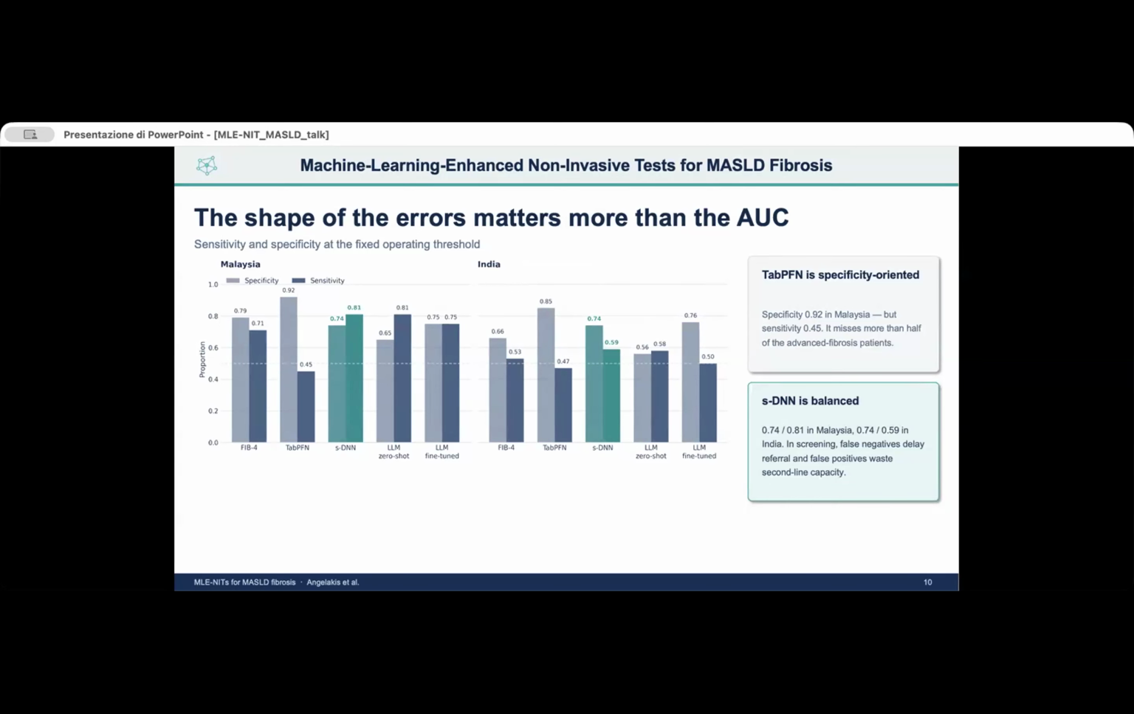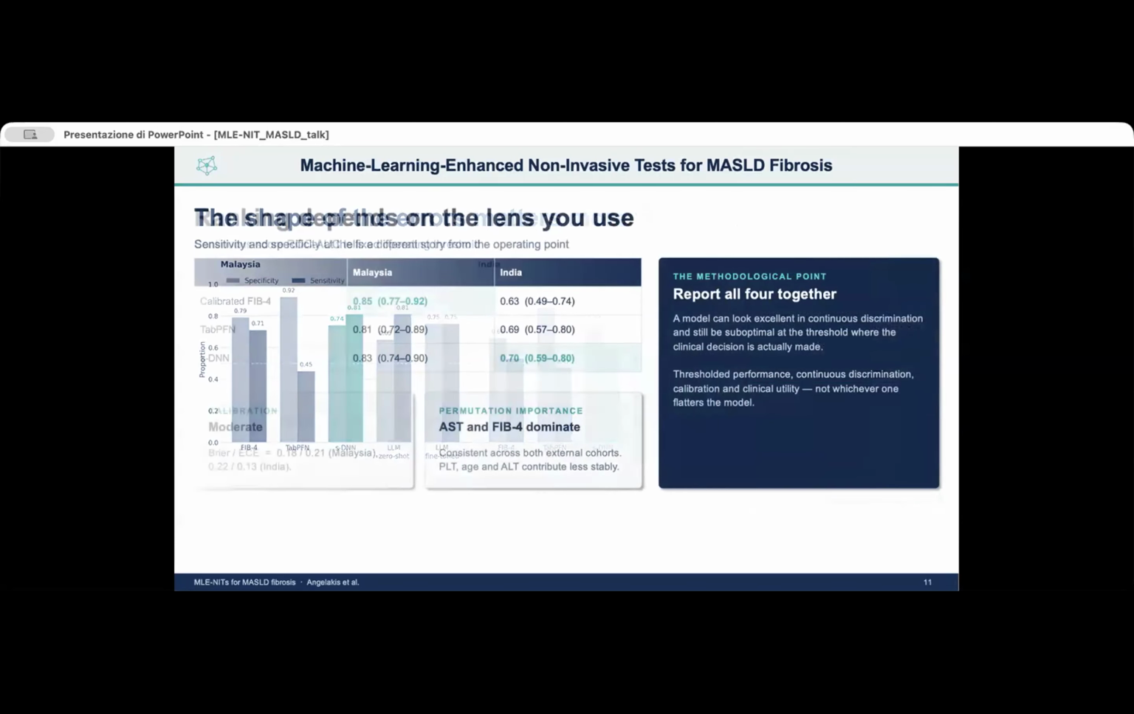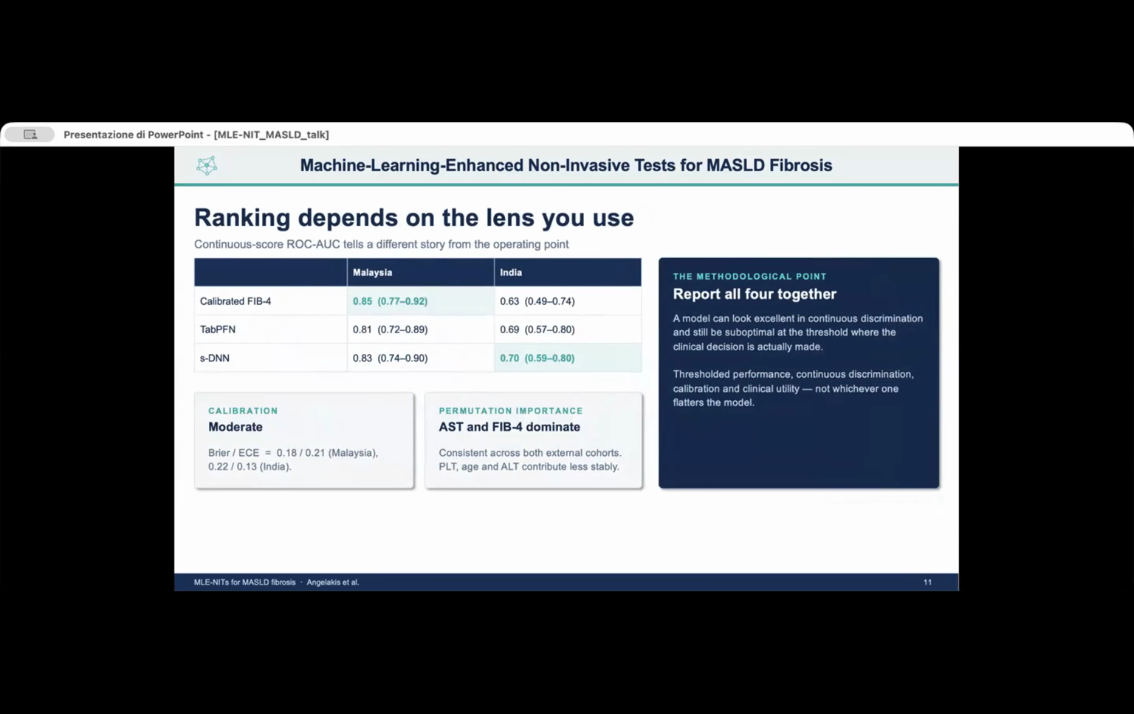What do I want to mean? For a first-line screening tool, this balance is clinically decisive because missing a patient with advanced fibrosis has direct consequences for treatments. And someone could argue, and what about large language models? Well, fine-tuning clearly helps over zero-shot, but it never uniformly beats a 354-parameter network. Of course, the operating point is only one lens.